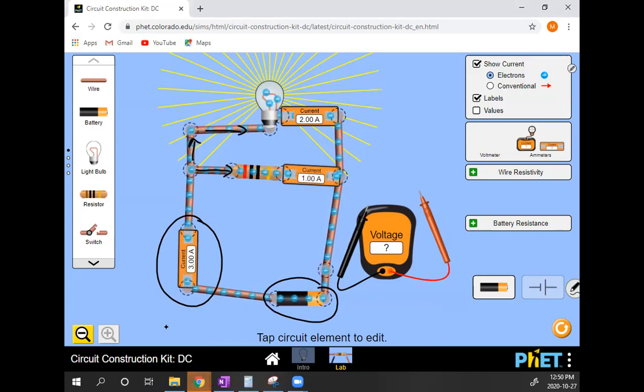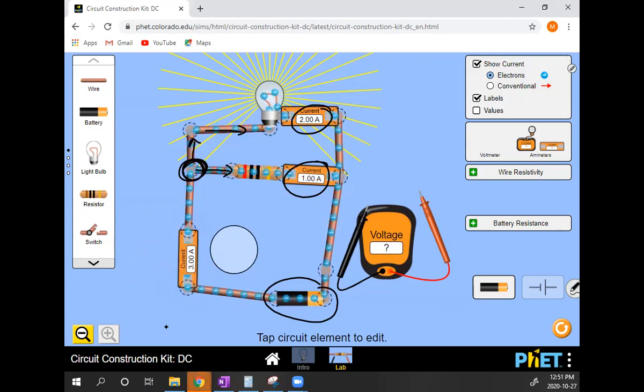And if you look at it, it's not equally divided. So this is our junction right here. How many electrons are flowing into the junction? Well, how many amps? 3 amps flowing in. And I have 1 amp going through the resistor, 2 amps going through the light bulb, for a total of 3 amps. And you see how the law works, right?